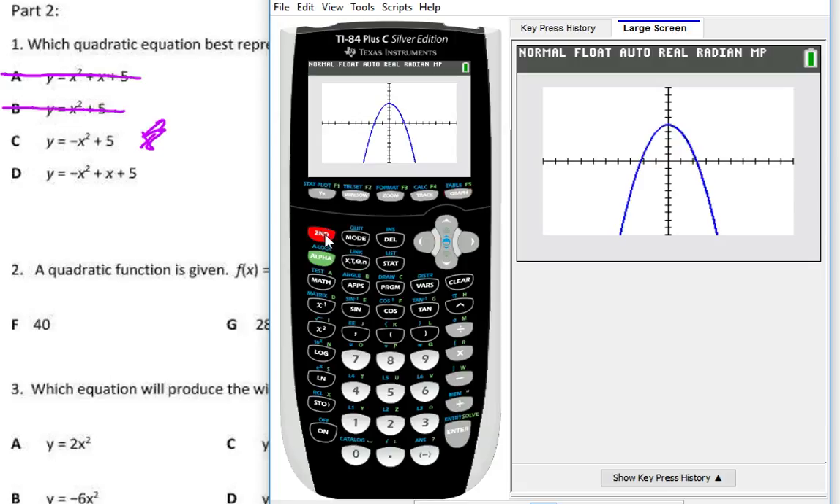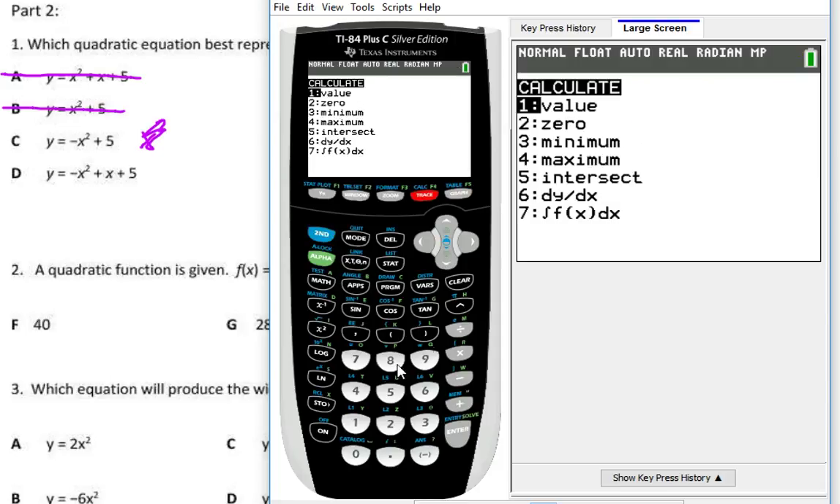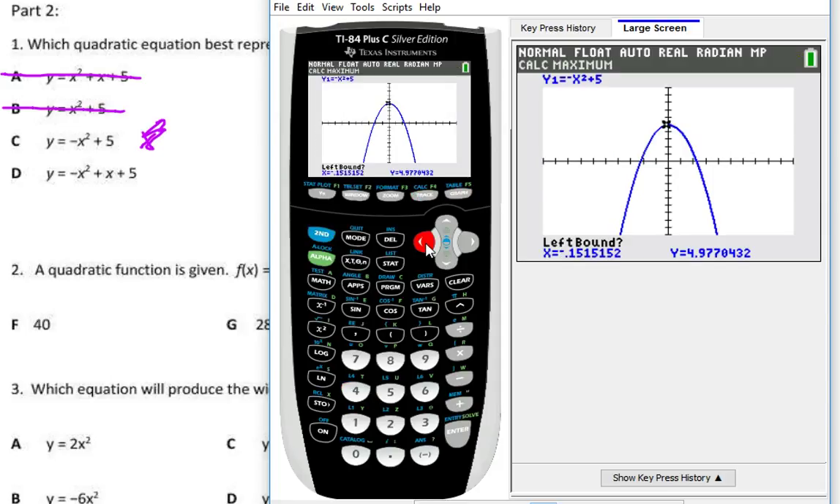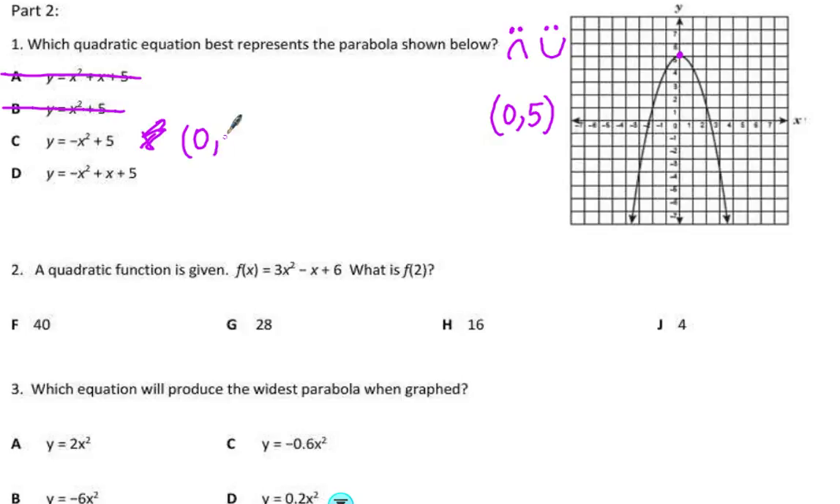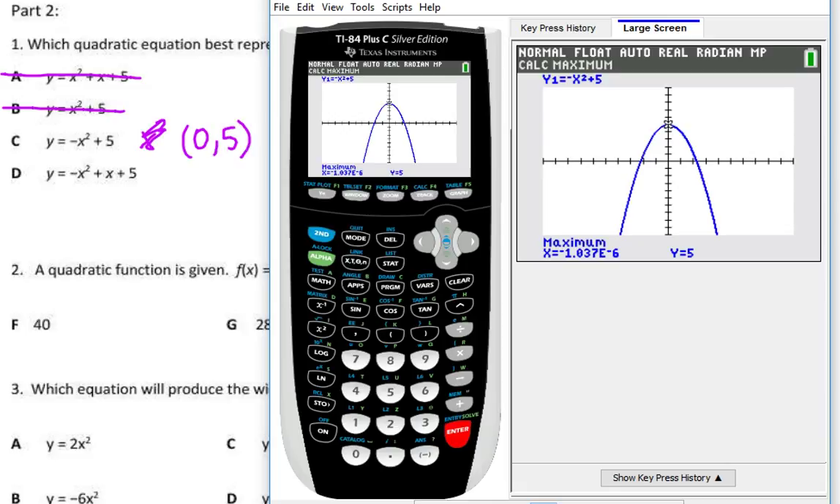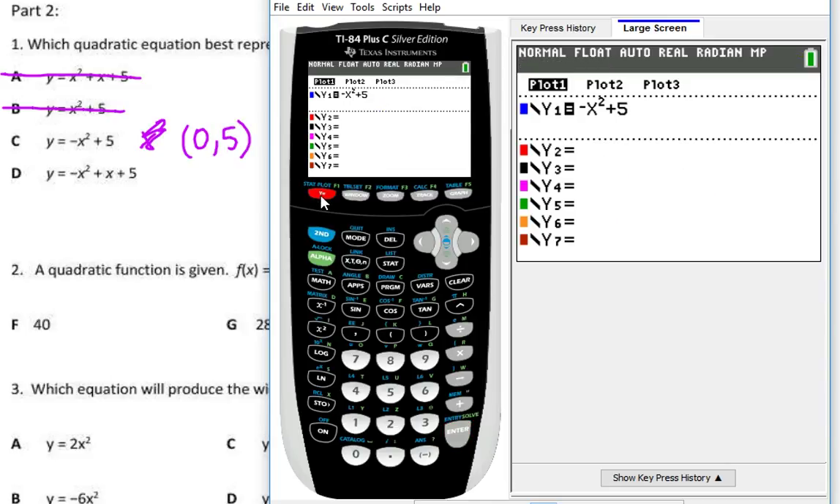So I'm going to go second trace to find my maximum. Remember, you need to move it just to the left of the vertex, just a little bit to the right of the vertex, and hit enter once more. And remember, anytime you see this E pop up here, that just means 0, 5. So that one is actually looking pretty good. His vertex is also at 0, 5, but I just want to double check this other guy. So y equals negative x squared plus x plus 5. And go look at my graph again.